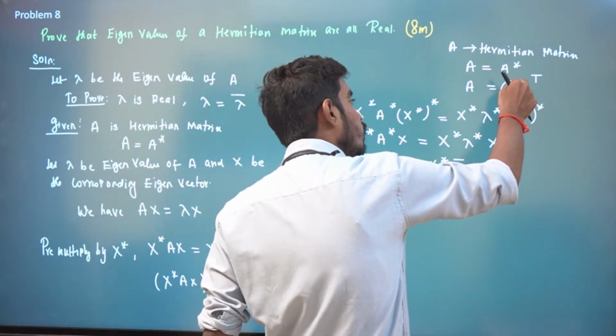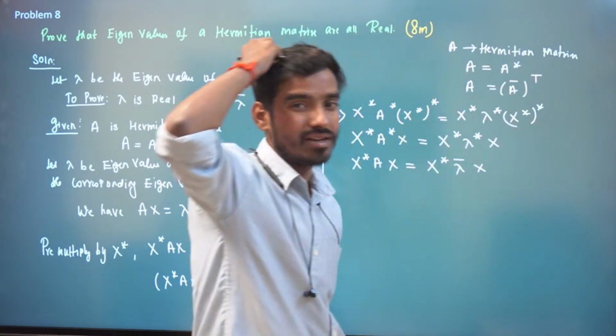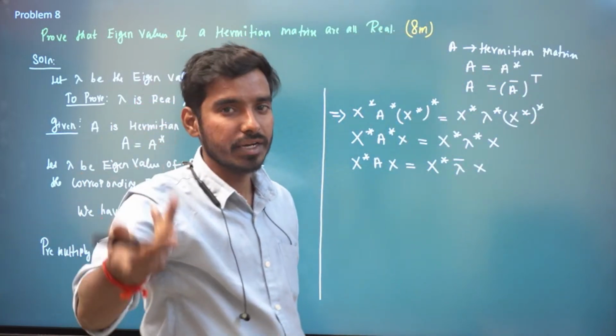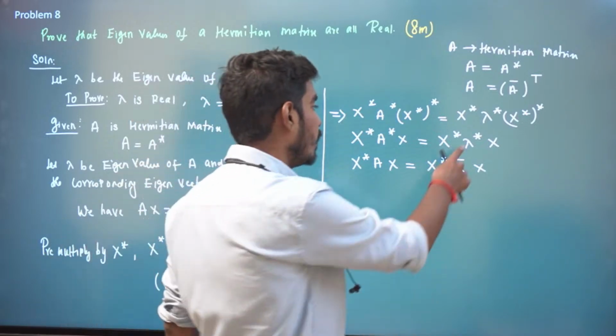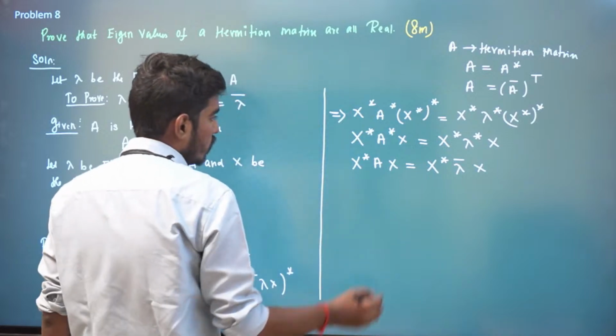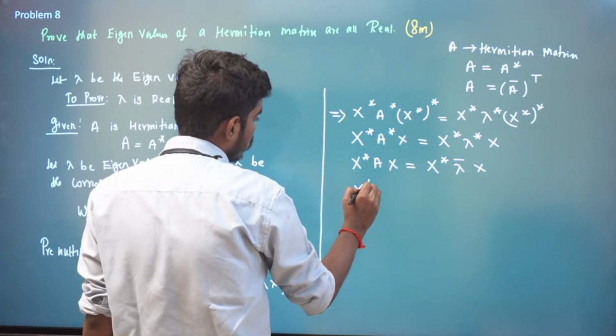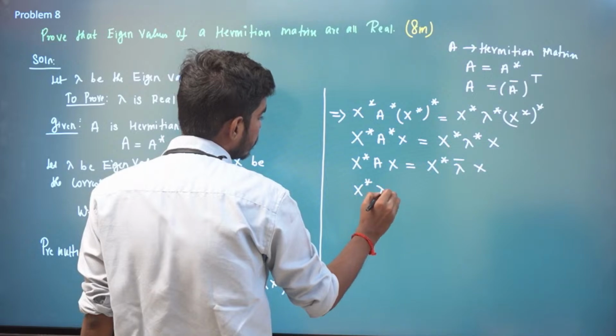Number, you are putting conjugate and then you are transposing a number. That is the same, right? If you are transposing a single number, it is the same only. It is a 1 cross 1 matrix, right? A number. So you will get lambda star to be lambda bar. Now, x star, can I write Ax as lambda x?